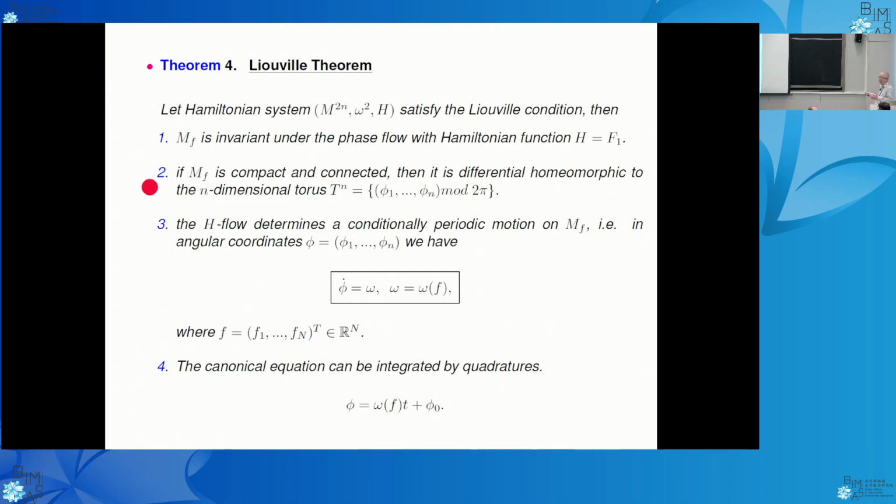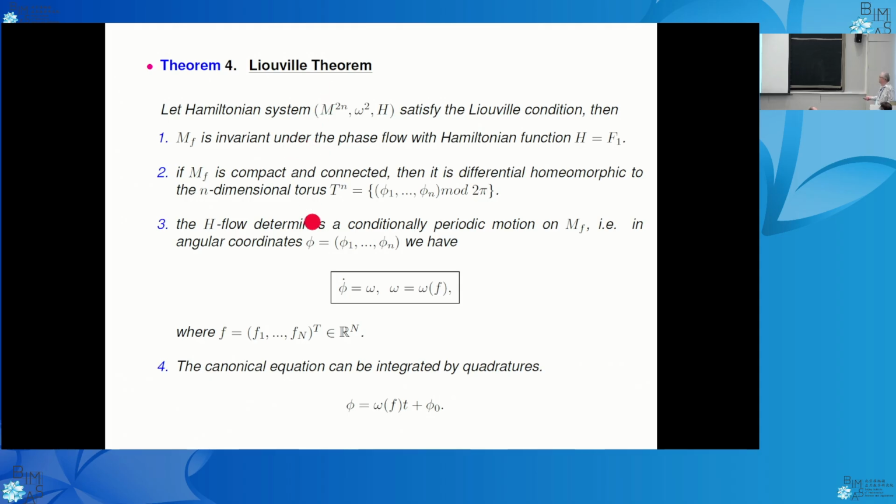First of all, the level set is invariant under that Hamiltonian flow. Second, this is an important, key part of the Liouville theorem's proof: the level set is compact and connected. Now, in most cases of finite integrable systems, we just verify the Liouville condition. We claim that this system is integrable in the Liouville sense.